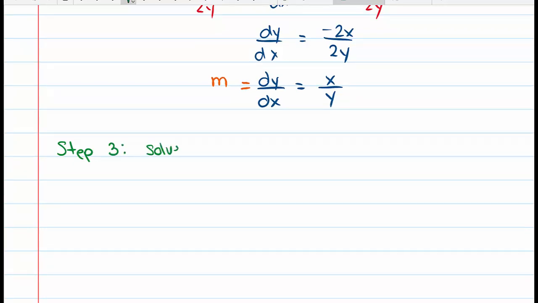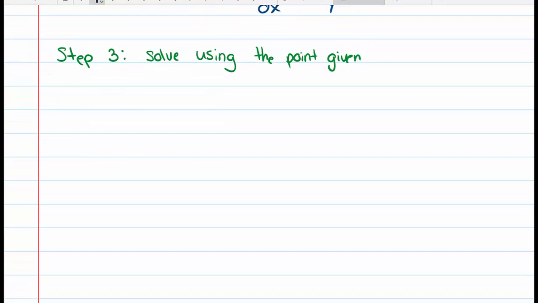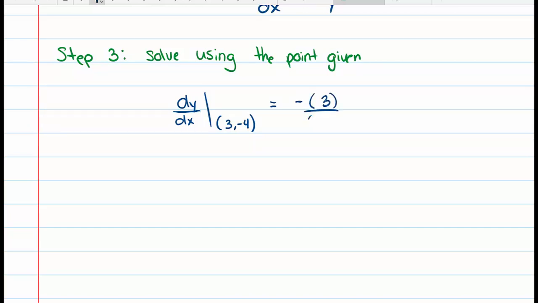So we're going to solve this using the point given. Okay? So we're going to take dy/dx at x equals 3. Whoops, you don't want to write x equals, because we don't only have an x, we have an x and a y. So it's at (3, -4). And this is going to be equal to negative 3 over negative 4, which is equal to 3/4.